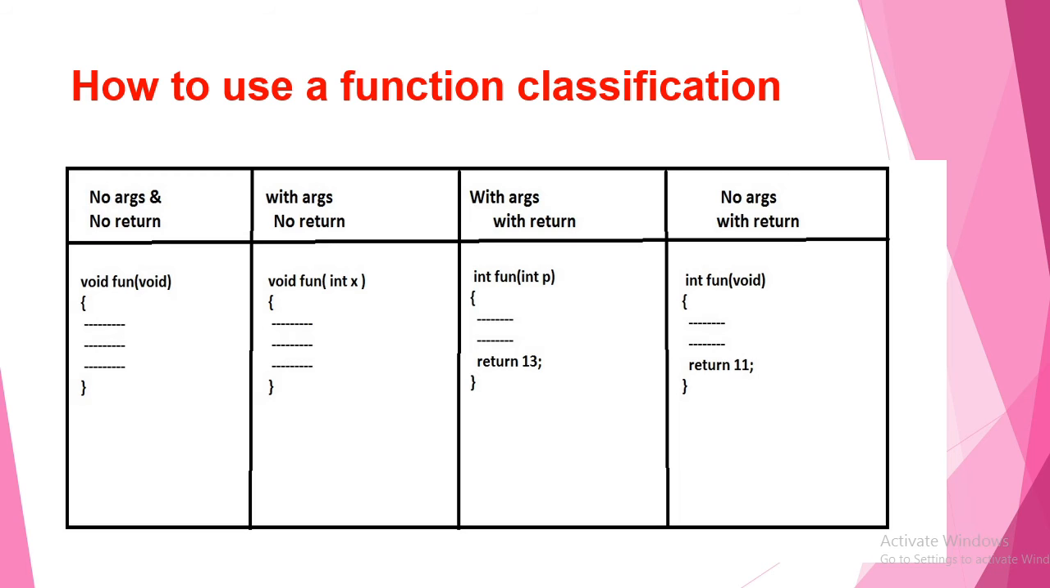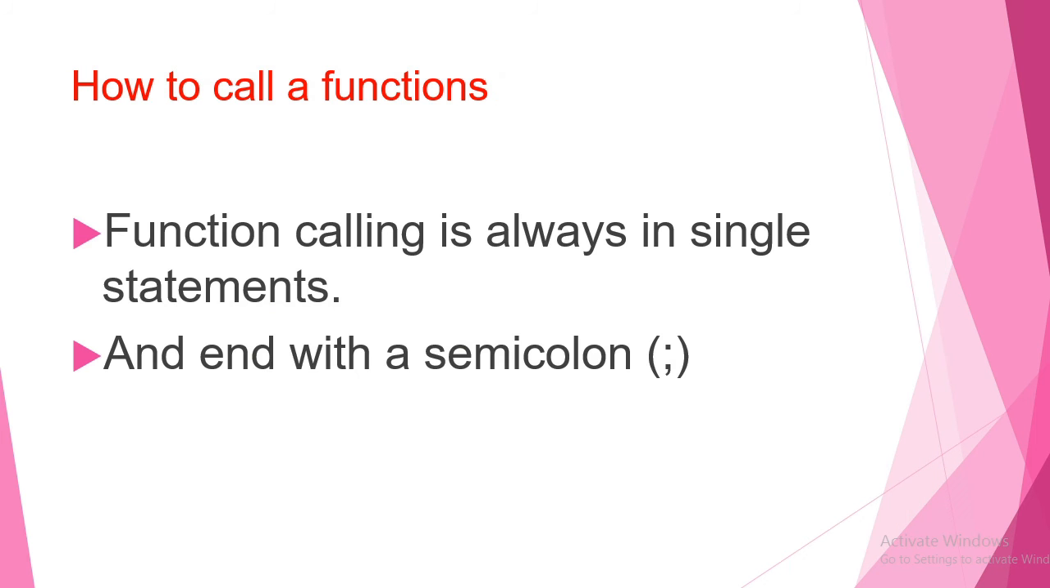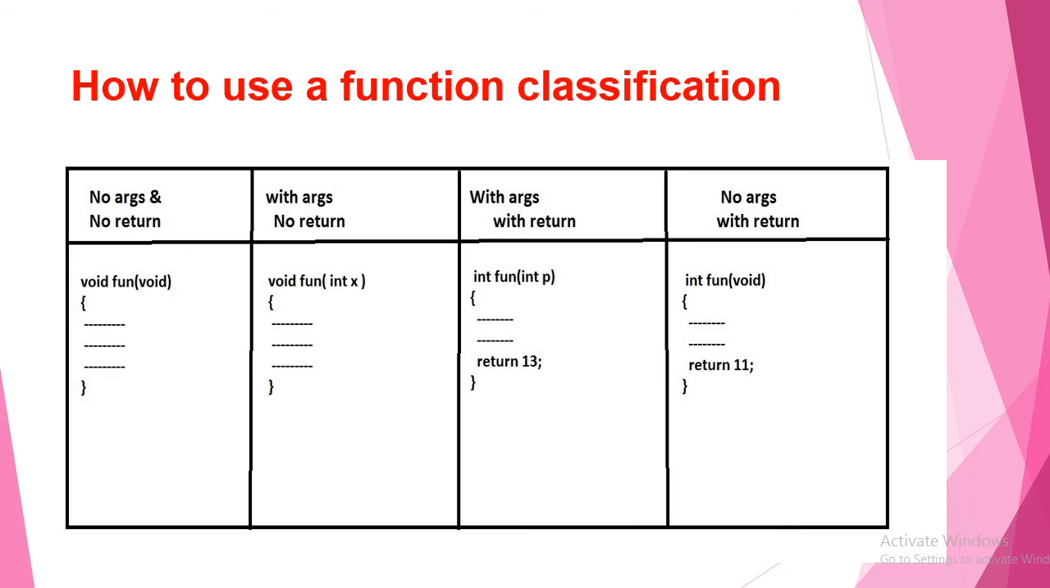Then this is our chart. This is a small chart you should remember, because this chart is useful for each and every programming language. The same concept is there in every programming language. Now, up to now, whatever we did is called a function declaration. Now we have to call the function.